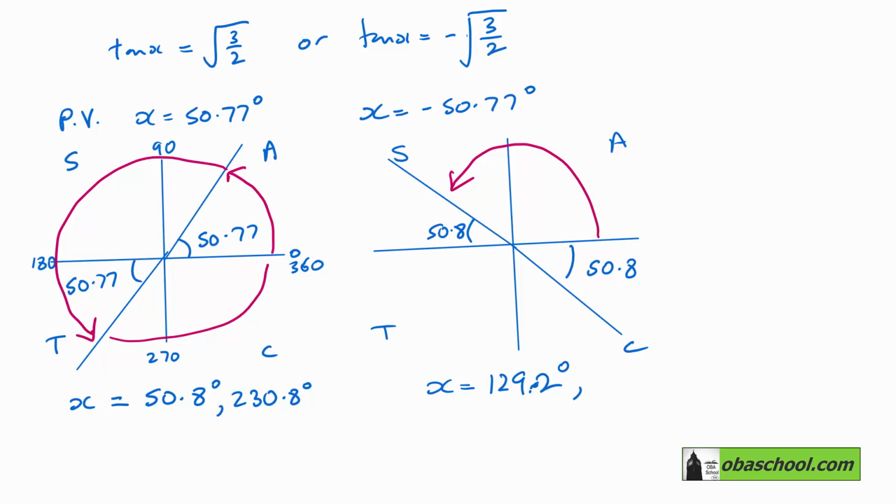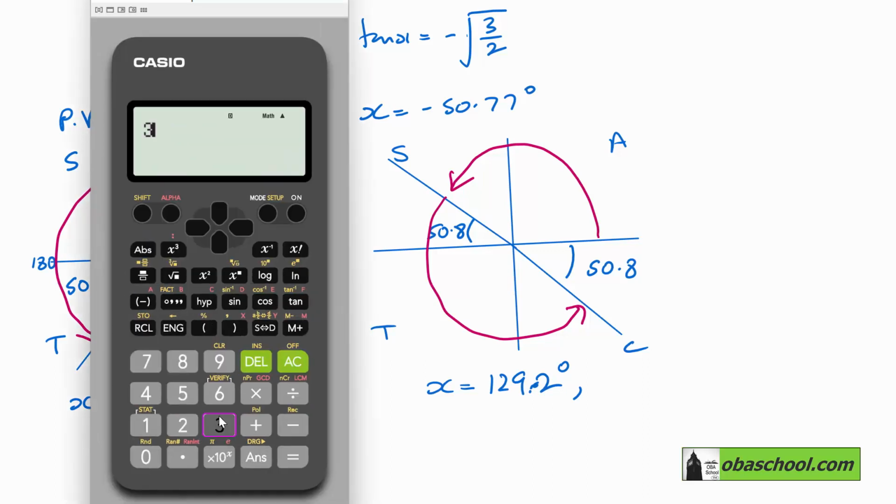And then the other one will be here, and that's 360 take away 50.8. So 360 take away 50.8, that's 309.2.